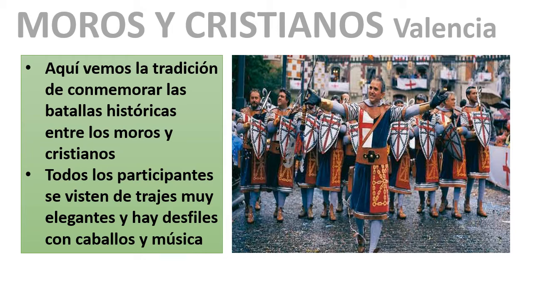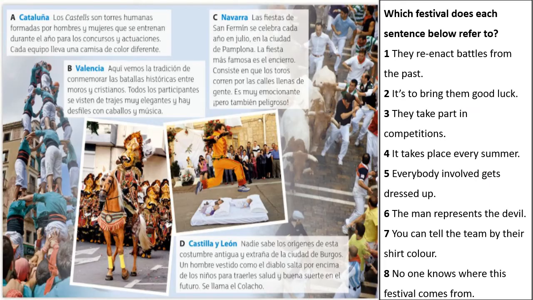So it says here we see the tradition of commemorating or remembering the historic battles between the Moors and Christians. All of the participants wear very elegant costumes, trajes, which are costumes or suits, and there are processions or parades with horses and music. So all the vocabulary on this reading comprehension we've just been through and I've just translated for you.